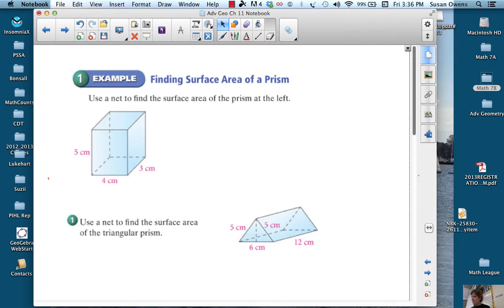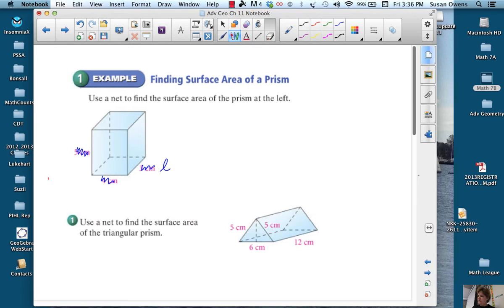So we have an example here. They want us to use a net to find the surface area. I don't use nets for this problem. What I'm going to do is show you where the formula comes from. So I'm going to change these numbers. Let's call this length, let's call this width, and let's call this height.